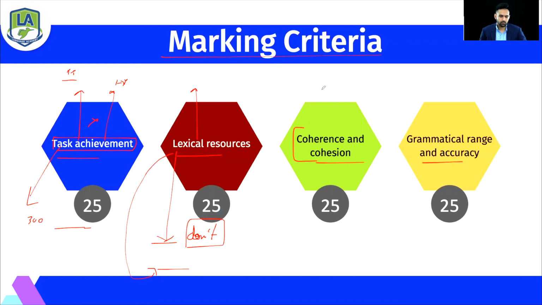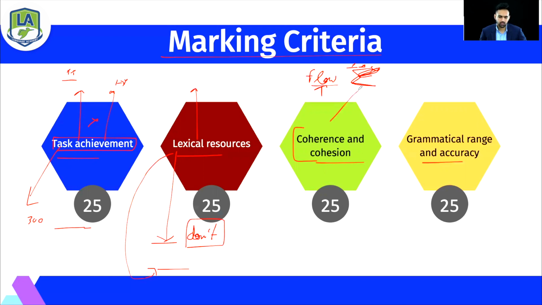Coherence and cohesion means your flow and the link of your essay. It means first you have to start with the introduction, then you move to BP1, body paragraph 1, then body paragraph 2, then your conclusion. So this paragraph with this paragraph with this paragraph with this paragraph, the ideas, the sentences, the structure should go in a flow and should make some sense. It's not that the first sentence and the second sentence are not related at all. There should be the right set of words which show that yes, each and everything is linked.